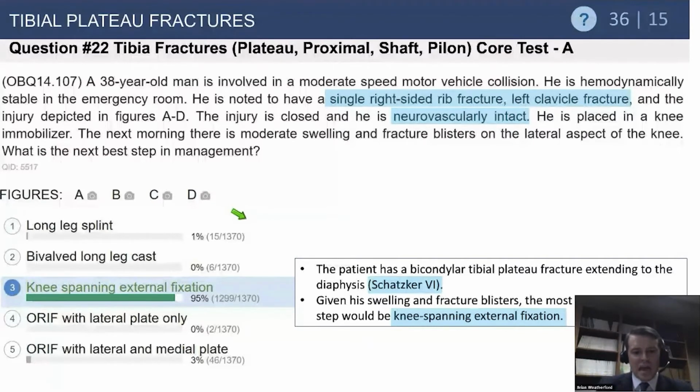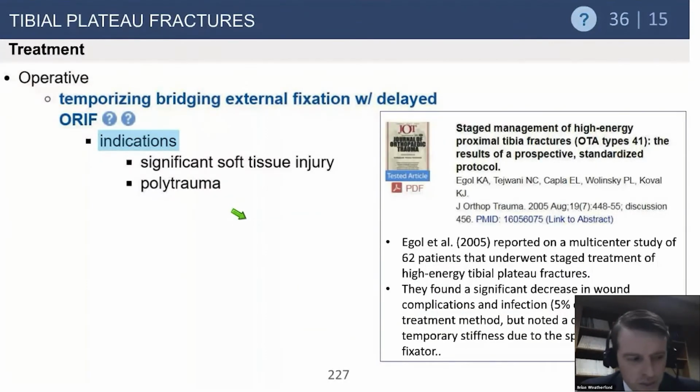Analogous or similar to the tibial plafond, we do sometimes treat these injuries with spanning external fixation. Now I can tell you it's not as common as a tibial plafond, but certainly in this injury pattern, a high energy bicondylar plateau, you will give consideration to placement of a knee spanning external fixator. It'll realign his limb and allow for his soft tissue swelling to resolve to the point where it's safe to perform internal fixation. So this is another one of the classic articles that is highly tested.